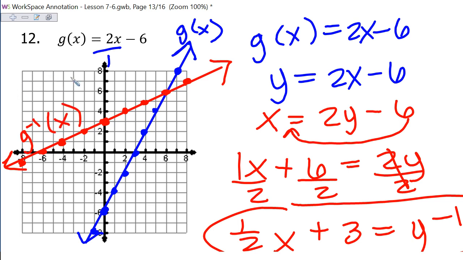Okay, I want you to do problem 13. Graph the line, find the inverse algebraically, and graph the inverse.